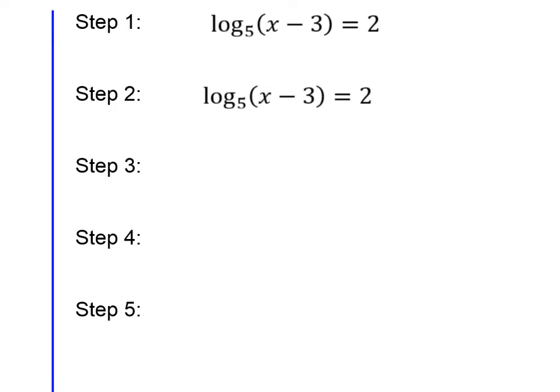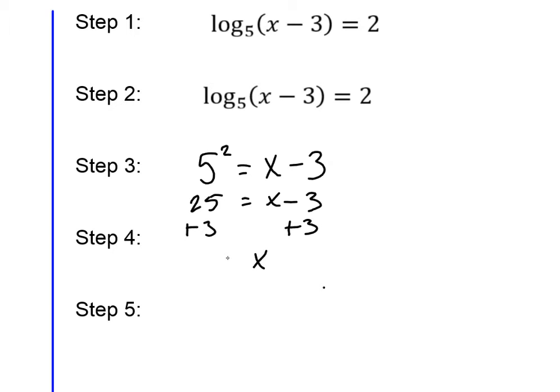Its exponential form would have a base 5, an exponent of 2, and on the other side of the equal sign would be what's in the parentheses, x minus 3. I can now solve for this. 5 squared is 25, and add 3 to both sides, and my x is equal to 28.